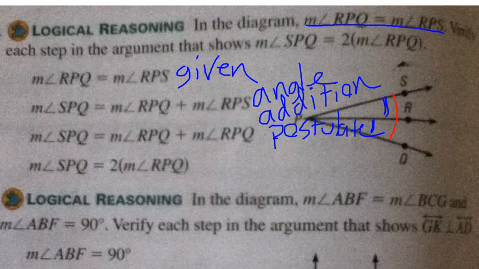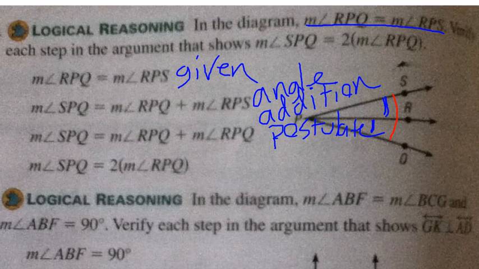Now I've written all over our diagram. Angle addition postulate. So basically the angle addition postulate says that if you have two adjacent angles, like our two blue angles, and you add their measures, you're going to get the measure of the whole angle. That's our red angle.